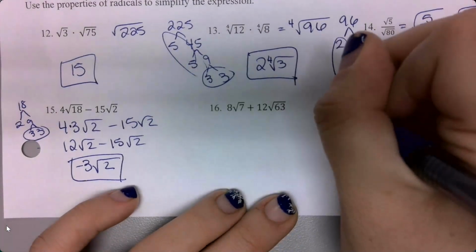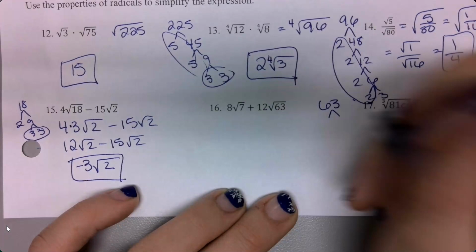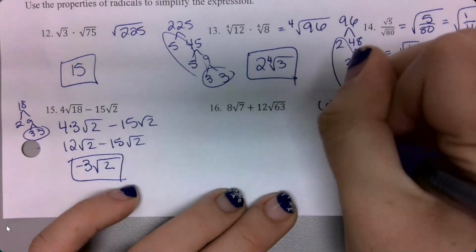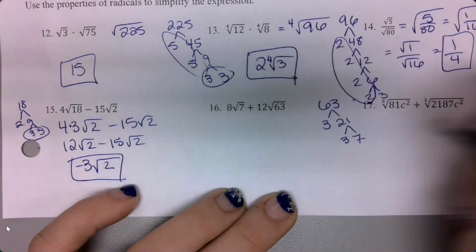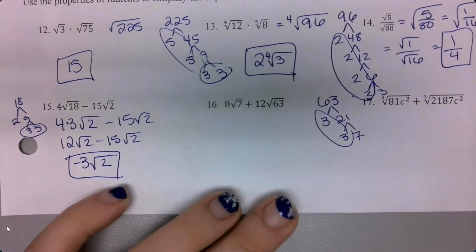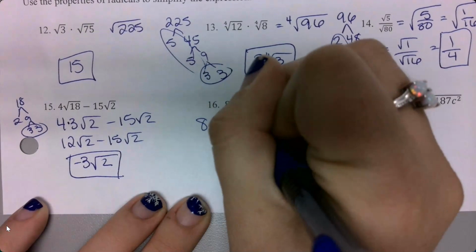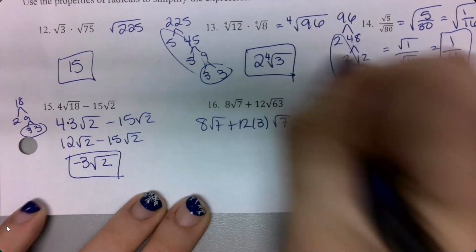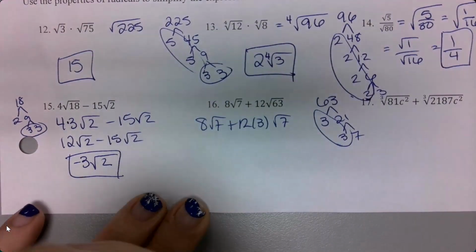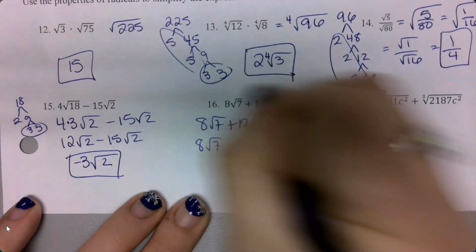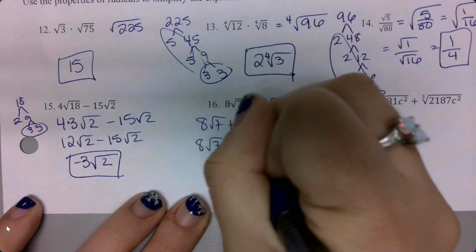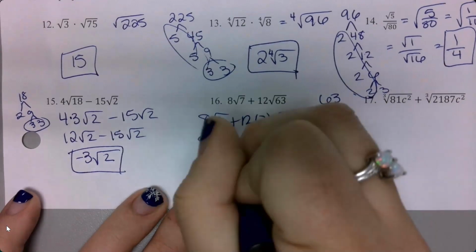Same thing on 16. I want to factor tree my 63. I can see it's divisible by 3, which gives me 21, 3 and 7. So I can pull out a pair of 3's. I have 8 square root of 7 plus 12 times 3 square root of 7. 8 square root of 7 stays alone. 12 times 3 is 36. 8 plus 36 is 44.